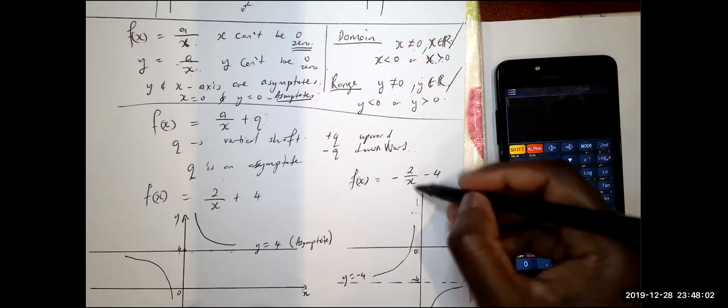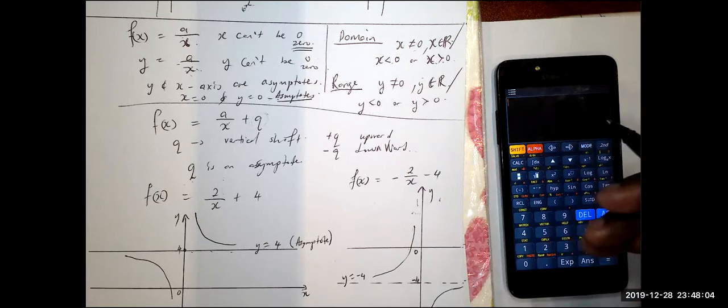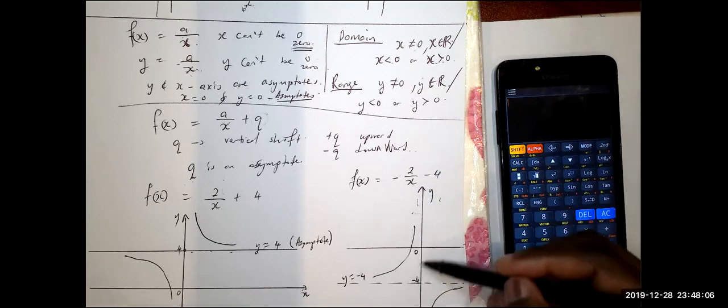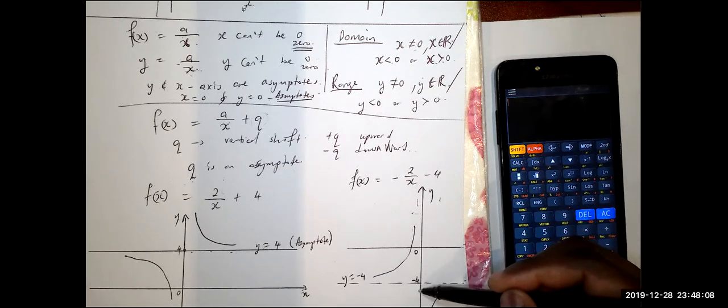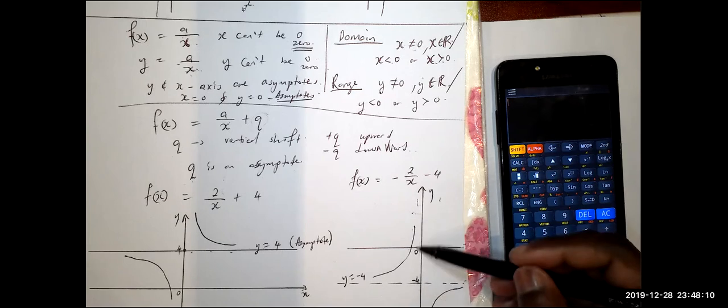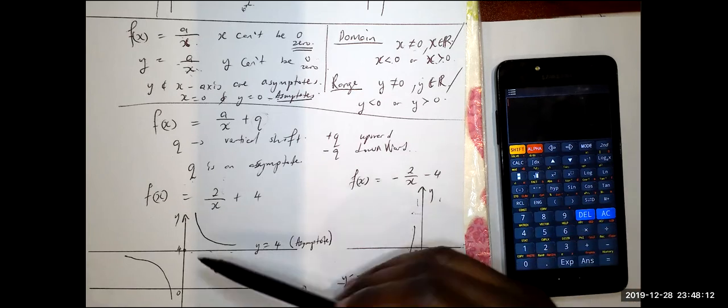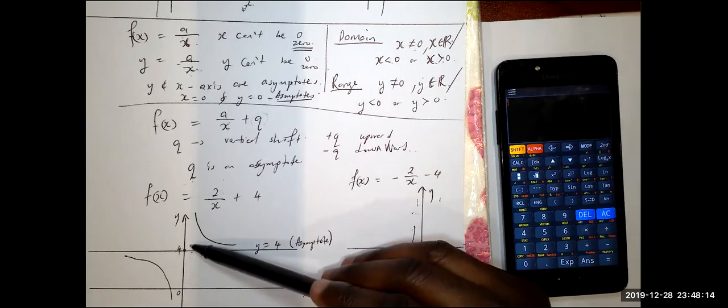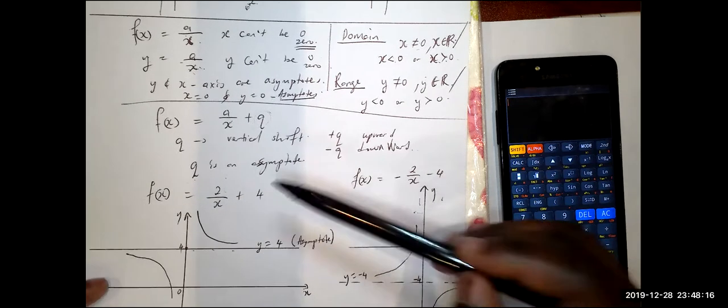We're done. That's what you only need to remember here. So that's how it's affecting. So you shifted 4 units downwards. Okay, your graph just shifted 4 units downwards, and again in this case your graph shifted 4 units upward because of this. So that's the effects of q.